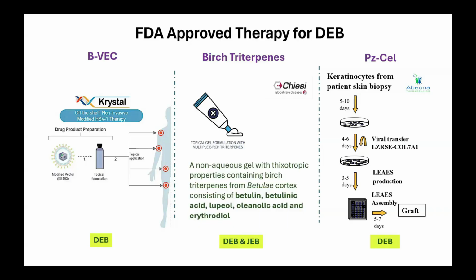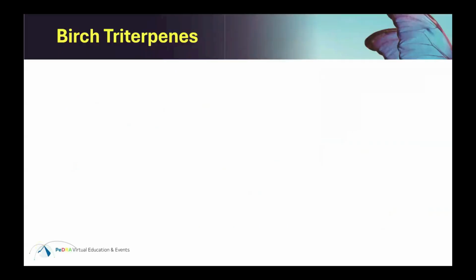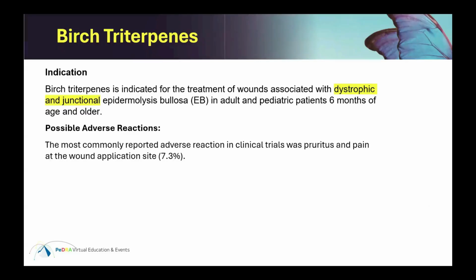So if we just focus for a minute on the Birch Triterpene, which is the only therapy so far approved for junctional EB patients as well as dystrophic EB patients. And in clinical trials, there were very mild side effects associated with this therapy: mild skin irritation, pruritus, and a little bit of discomfort at the application site.